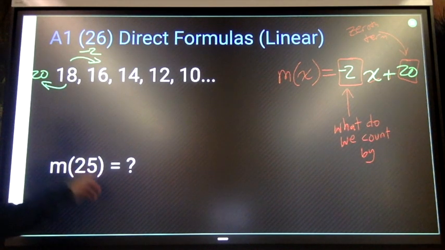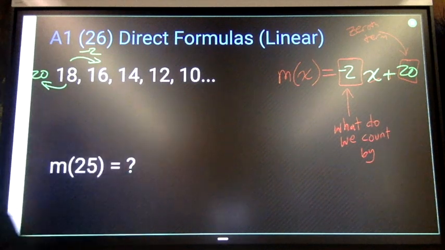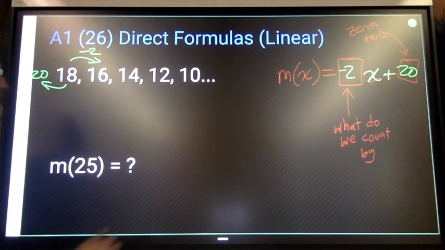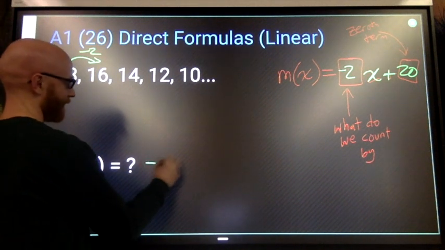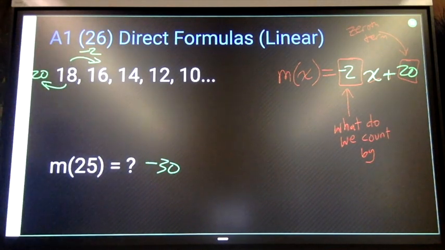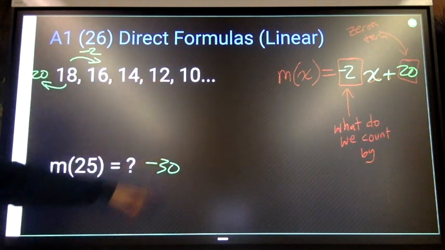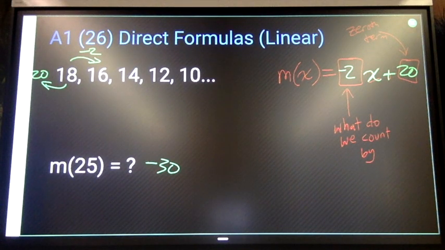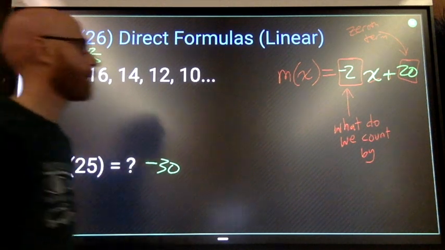Then I could use it to find the 25th term. Negative 2 times 25 is negative 50, plus 20 is negative 30. All right, so the 25th term in the sequence will be negative 30. Look at another one.